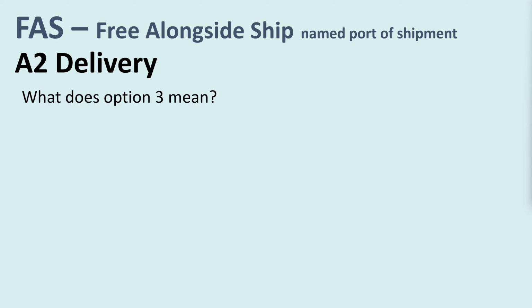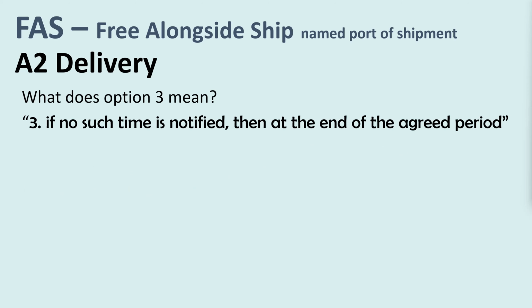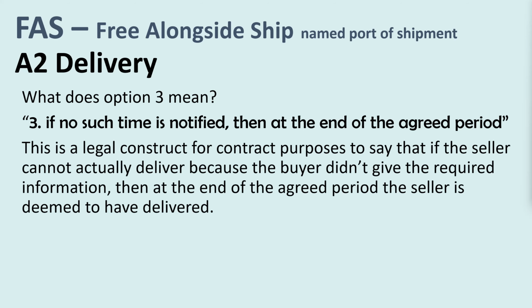What does option 3 mean? If no such time is notified, then at the end of the agreed period. This is a legal construct for contract purposes, to say that if the seller cannot actually deliver because the buyer didn't give the required information, then at the end of the agreed period, the seller is deemed to actually have delivered anyway.